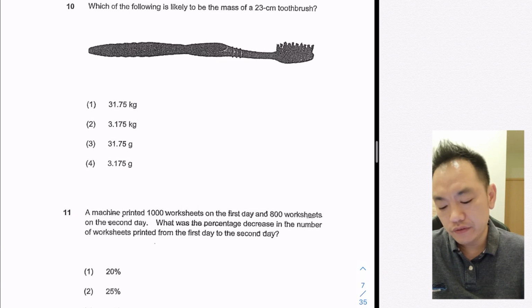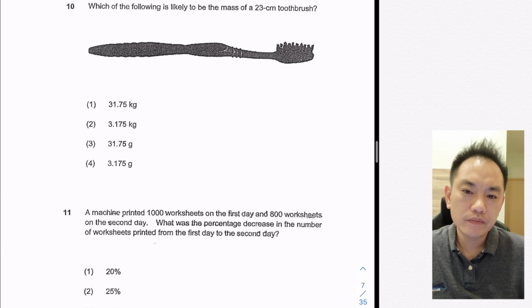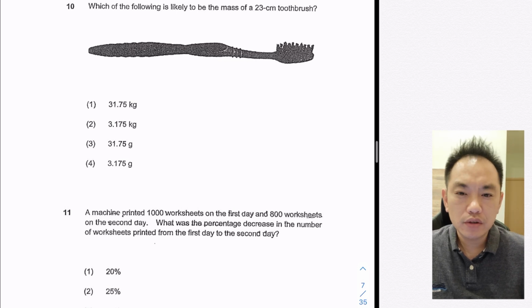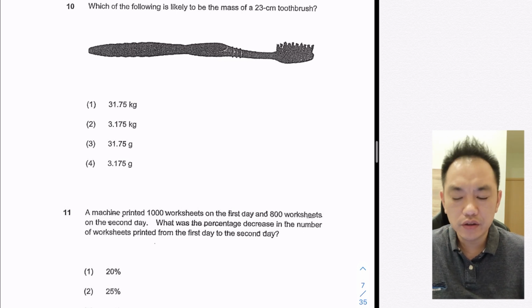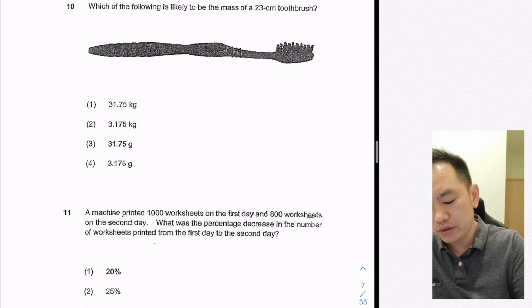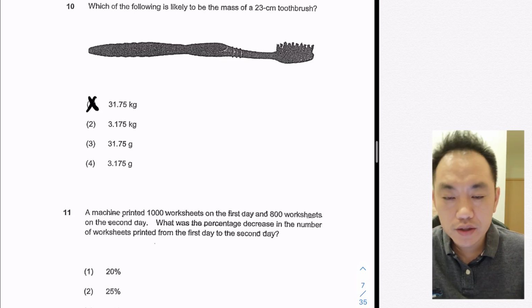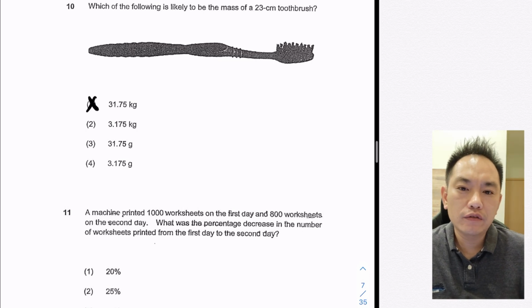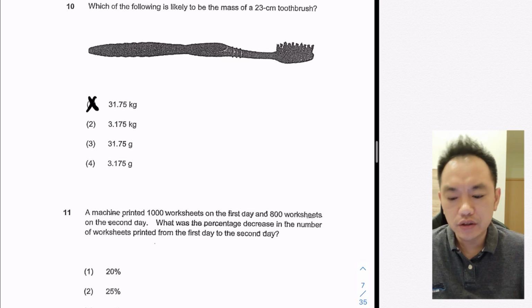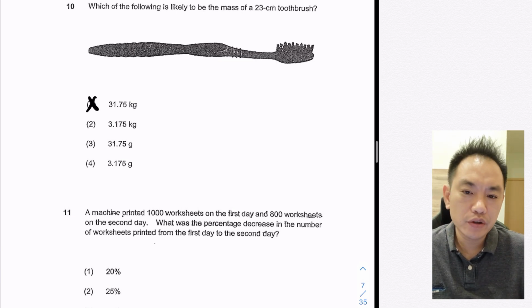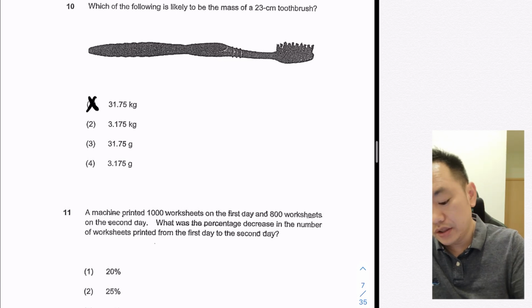Option number 1, 31.75 kilogram. I think that's about 30 kilogram. That's roughly the weight of a child, like a grade 3 or grade 4 student, whose weight will probably be around 35 kilogram. So probably it will not be that. Option 2, 3.175. That's like a pack of rice or a pack of flour, which is roughly about 2 to 3 kilos. So I don't think the toothbrush will weigh as much as a pack of flour. So that's also no.